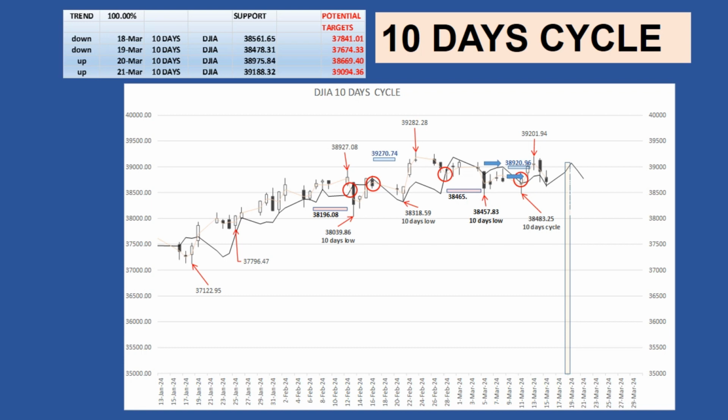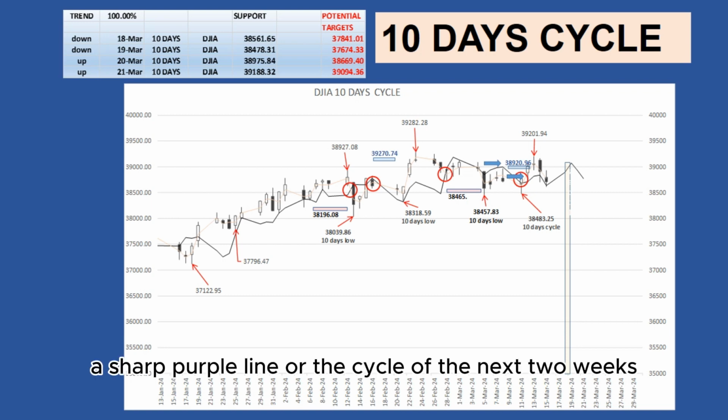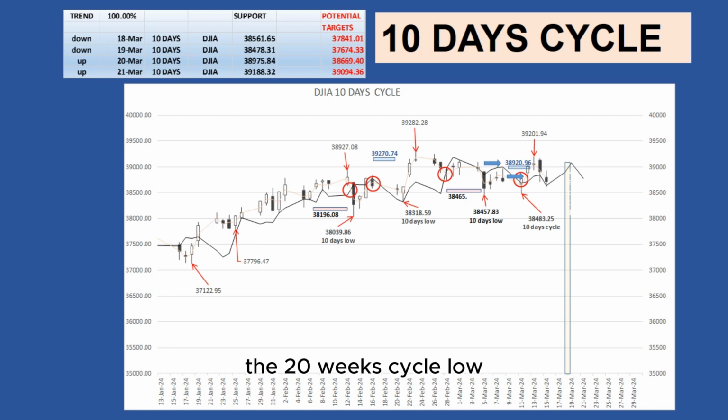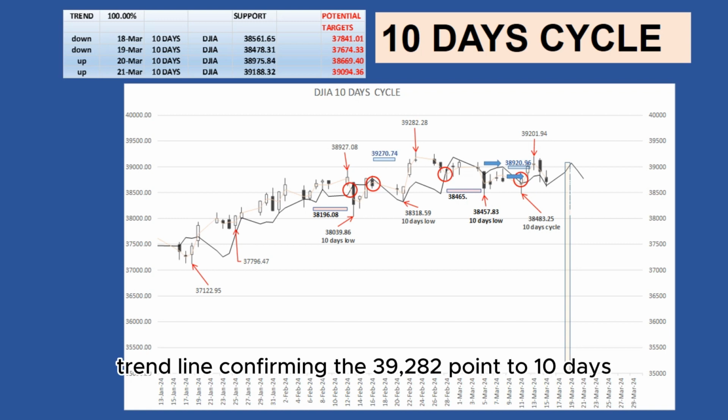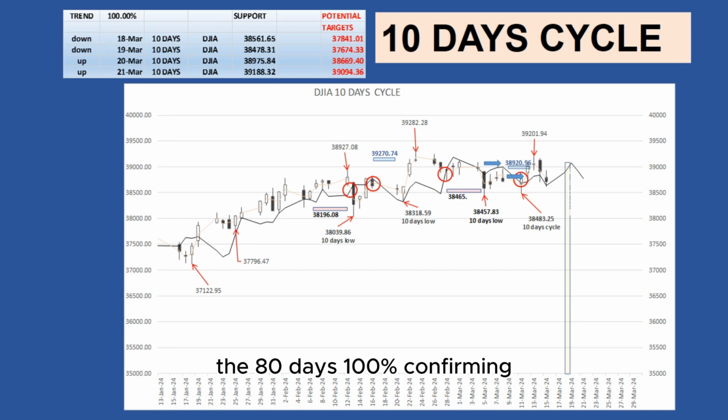In my last update, last Friday, I mentioned the Dow Jones Industrial Average found the 20-week cycle low is ahead or behind us. For the 10-day cycle low on the 80-day cycle chart, after a major low, if the Dow Jones Industrial Average finds support below the uptrend line, a sharp crossing of the low or the cycle line in the next 2 weeks of the 20-week cycle low, then we will know the low is still to come. But this is just a matter of a few more days to wait. The Dow Jones Industrial Average crossed the lowest trend line, confirming the 39,282 point for the 10-day cycle is 100%. Confirming also the 80 days low is ahead of us.